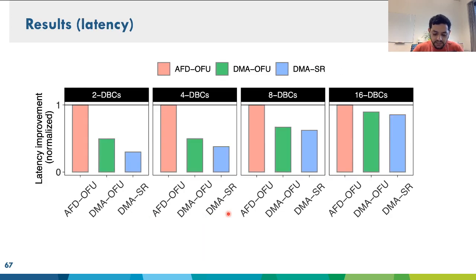For the latency, again, we compare to the access frequency based distribution with no intra-DBC optimization. DMA OFU is better compared to AFD, and shift reduce further improves the number of shifts. And again, it follows the same trend. The improvement here is less compared to the improvements with fewer DBCs. As I said on the previous slide, if you increase the number of DBCs, that means you store fewer variables per DBC, so you already have little room for improvement. That's why the improvement is not so significant.